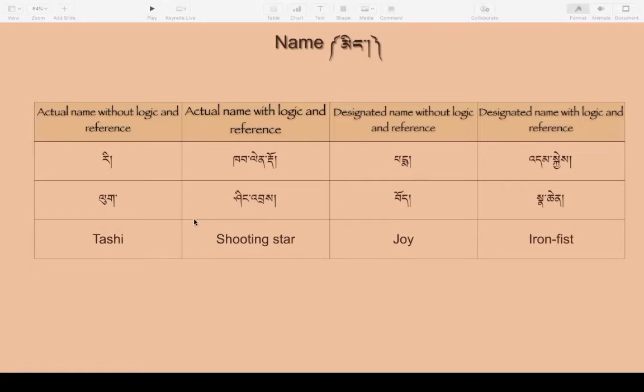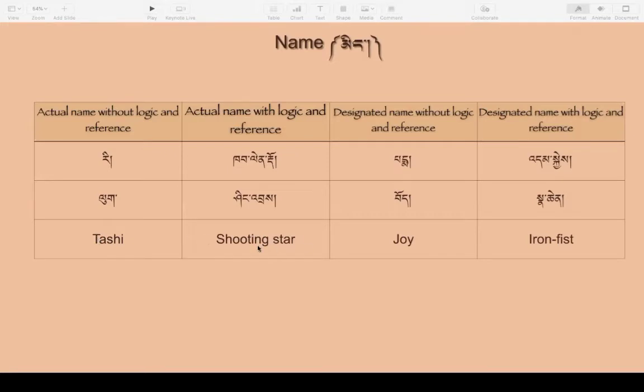And then, in Tibetan, we have a name like Tashi. This Tashi means prosperity. But these types of words originated in the very beginning, the most fundamental words. Therefore, there is no certain reference.